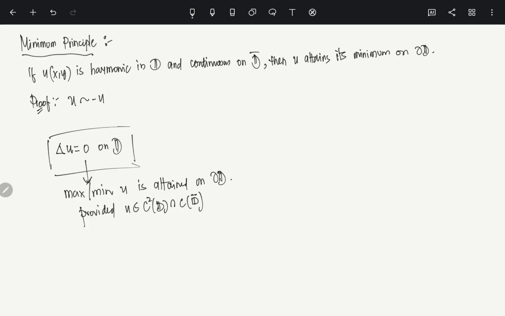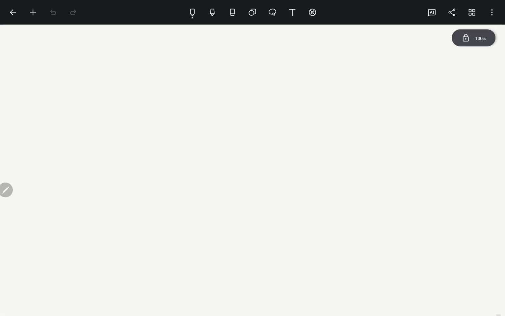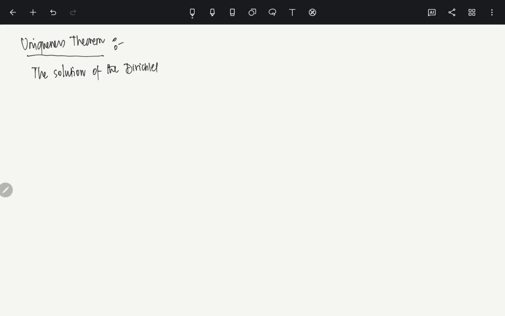There are some applications of this maximum principle, and the first application which we are going to do is called the uniqueness theorem. As I told you, it is one of the most fundamental things which you can learn in all of PDE. So the first is the uniqueness theorem. What does it say? It says the solution of the Dirichlet problem, if it exists, is unique. Again, as I told you, this is an a priori estimate. We don't know whether the solution exists or not, but if it exists, it has to be unique. So let's look at the proof of it.